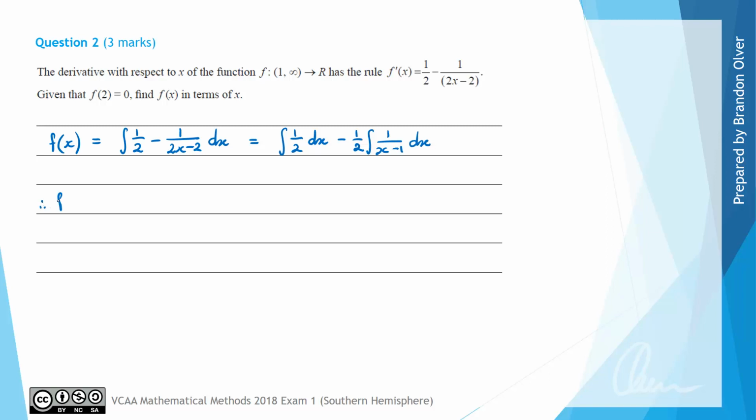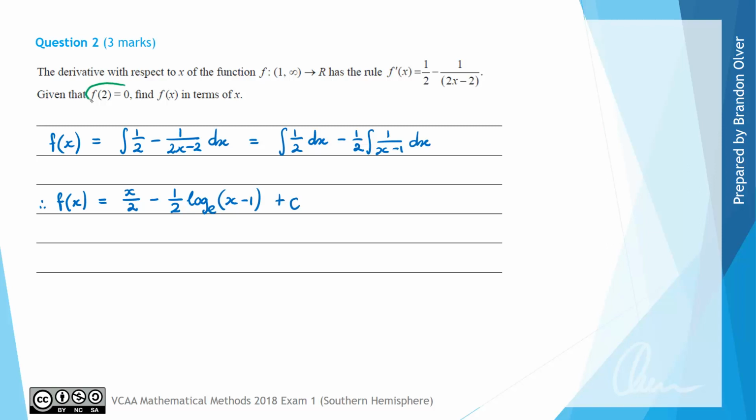So therefore the function f of x is going to equal, and integrating a half with respect to x is going to give x on 2, and then we have minus a half, and then the integral of 1 over x subtract 1 is log e of x subtract 1, and then we get plus c, a constant of integration.